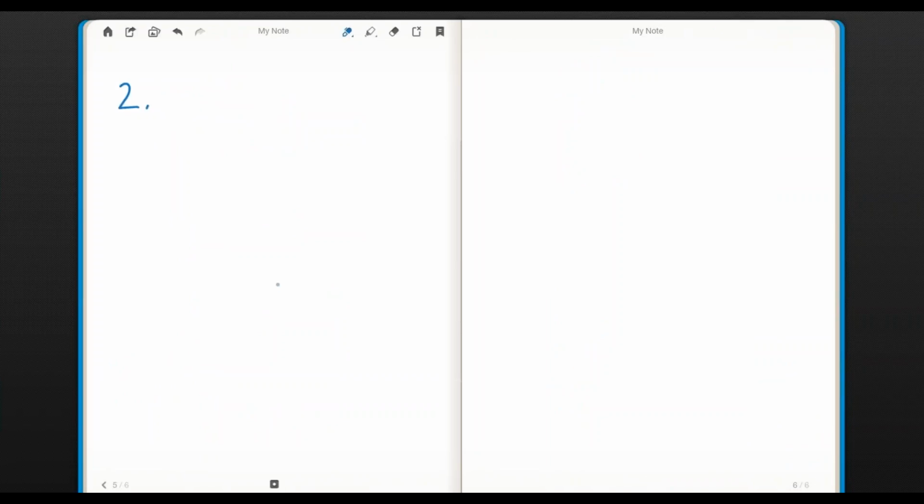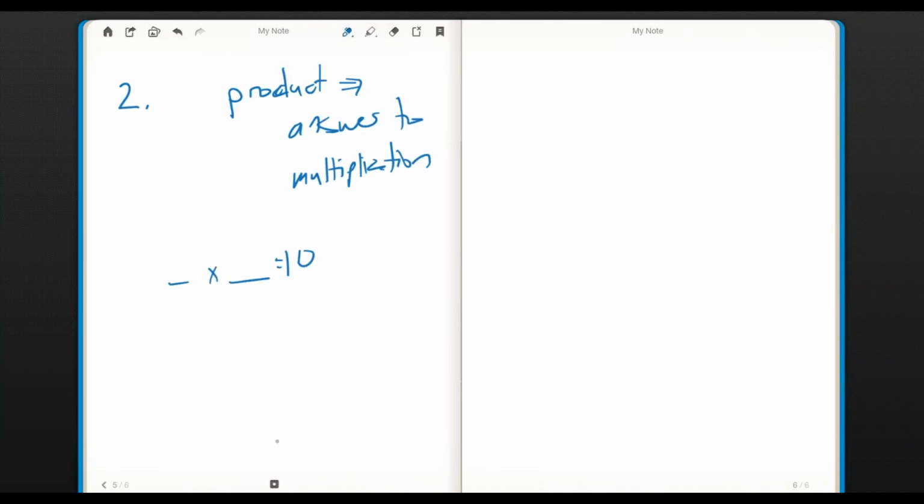Number 2 tells us the product of two numbers is 10. First thing we need to know, math word, product. Product is always the answer to a multiplication problem. So when it says the product, you just need to know that you're doing a multiplication problem. The product is 10. Something times another something is equal to 10.